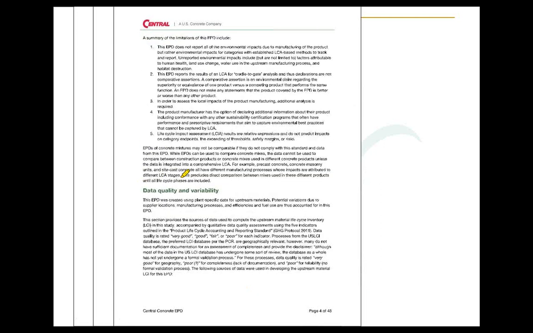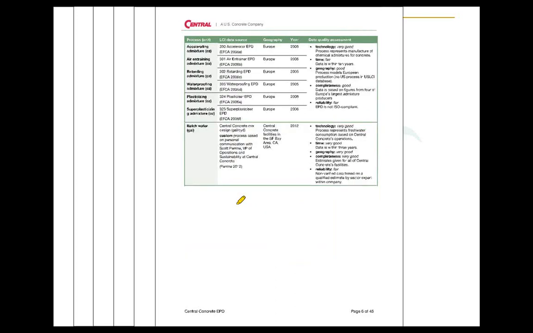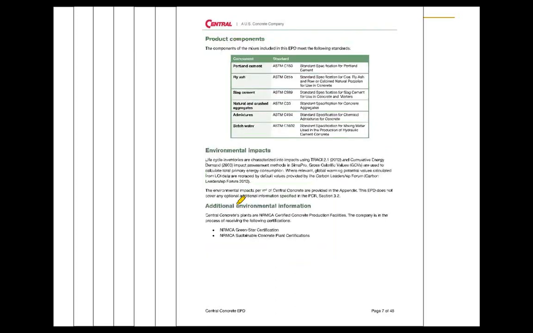This is all background. This is data quality, information about data quality and the variability. In a table, it describes what that is. Then it describes the components of the concrete, basically cement, fly ash, slag, aggregates, admixtures, batching water. And then, again, what's really important here, right? This is all about environmental impacts.